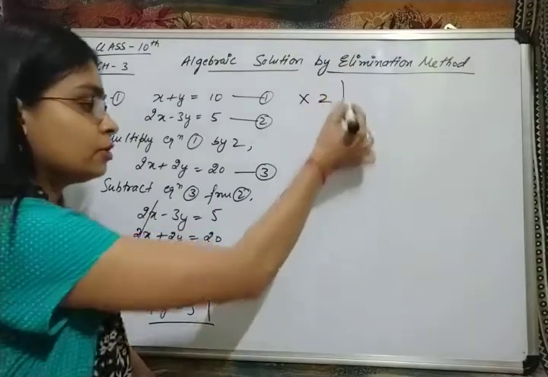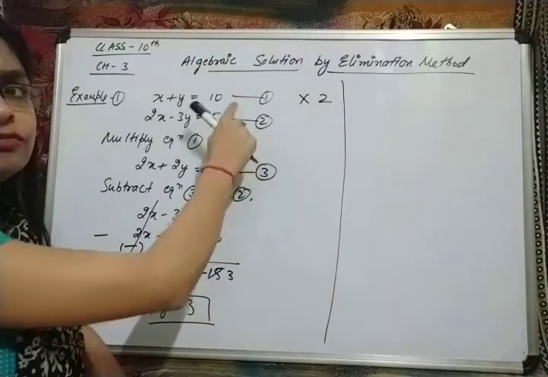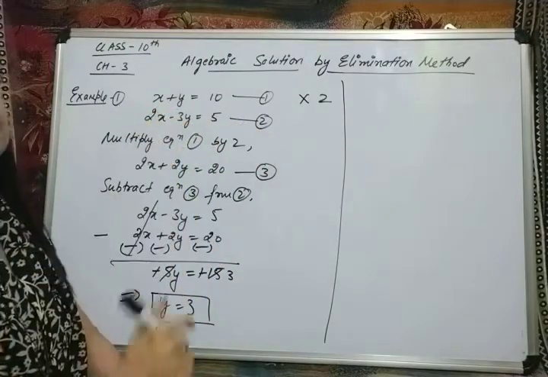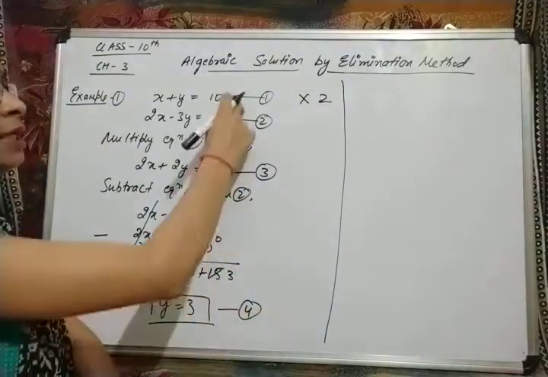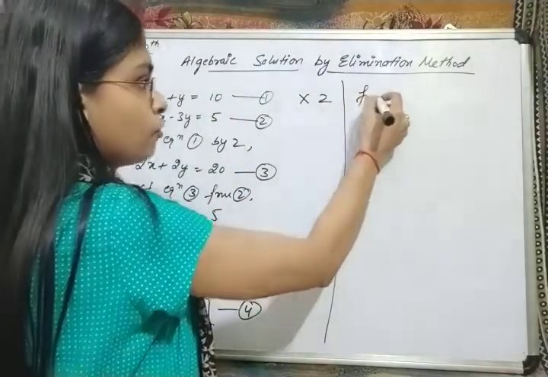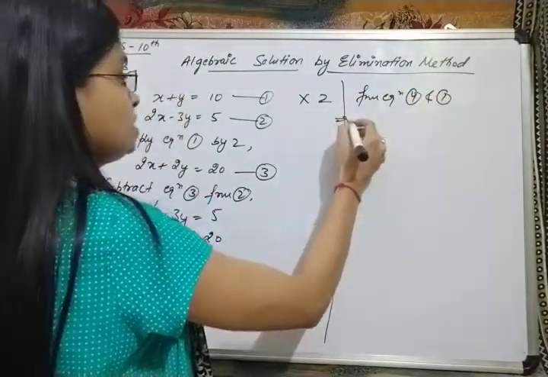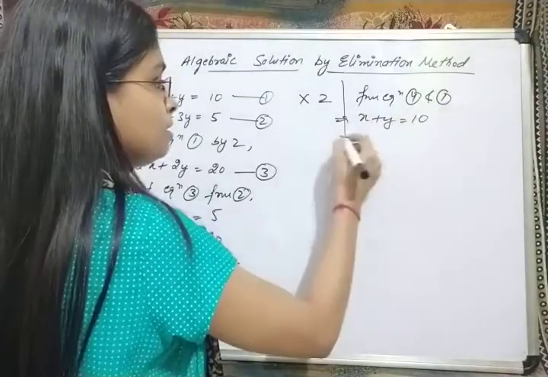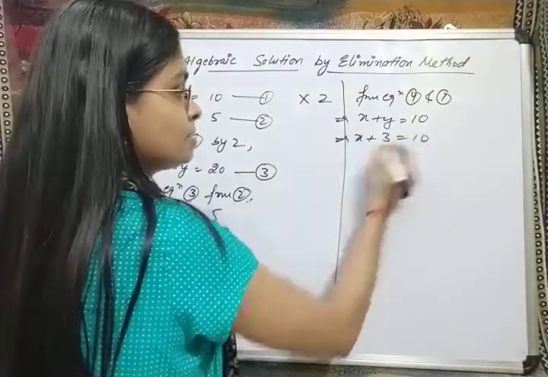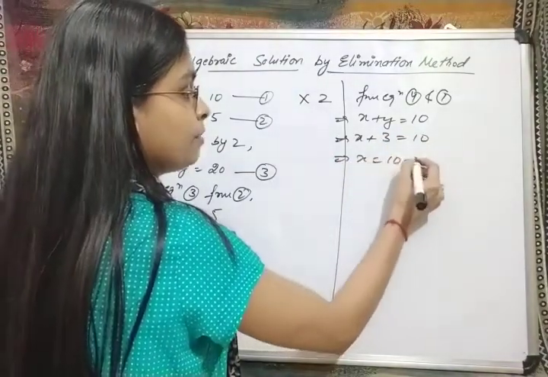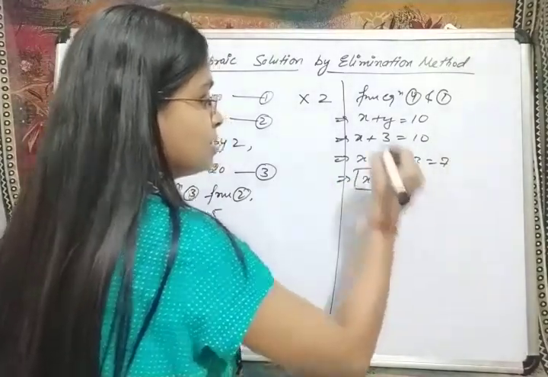After that, what are we going to do? We are going to put this value of y in either of the equations, equation 1 or equation 2, and solve for the other variable. Suppose I put y is equal to 3 in equation 1, which is x plus y is equal to 10. So x plus 3 is equal to 10, so x is equal to 10 minus 3, that is 7. So we are getting x is equal to 7.